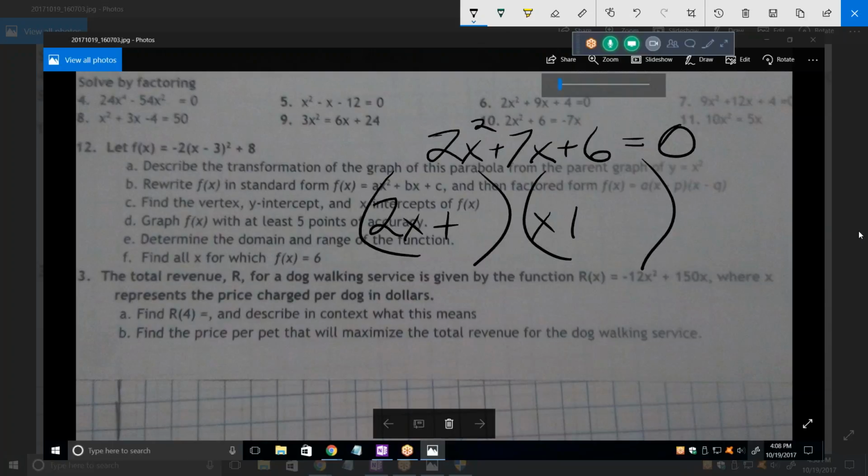What are the most likely factors that I'm going to use? 3 and 2. Okay, let's try it this way. Does that produce a correct middle term? No. Let's try it this way. Does that produce a correct middle term? Yes. That's my answer. 2x plus 3 times x plus 2.